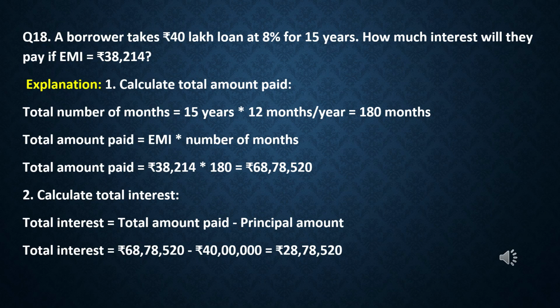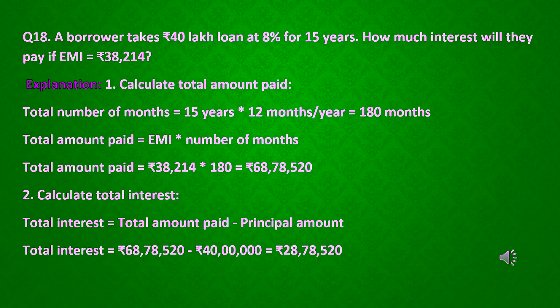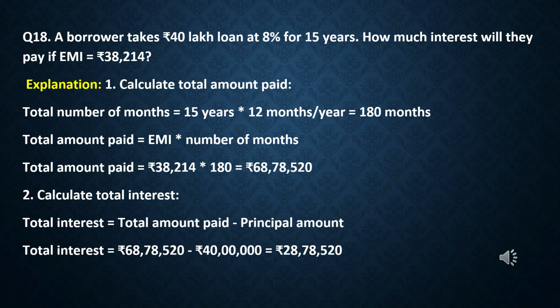First calculate the total amount. Total months is 15 years into 12 months per year is equal to total 180 months. So EMI into number of months is 38,214 into 180, which is 68 lakh 78,520. Now they took the loan of 40 lakh. So total amount paid minus loan amount is equal to 28 lakh 78,520, which is the interest they should pay.